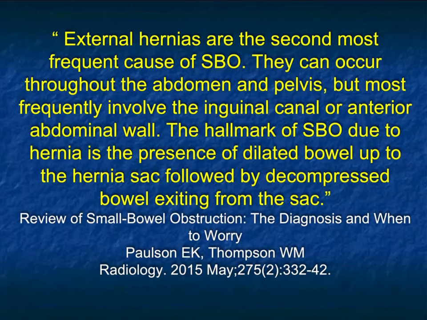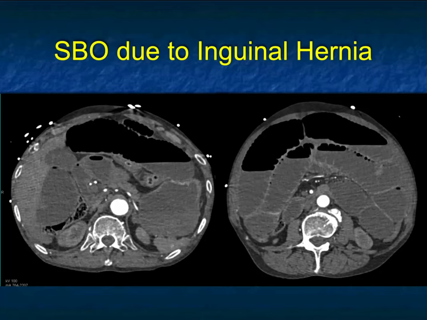External hernias are the second most frequent cause of bowel obstruction. They can occur throughout the abdomen and pelvis, but most frequently involve the inguinal canal or anterior abdominal wall. The hallmark of small bowel obstruction due to hernia is the presence of dilated bowel up to the hernia sac, followed by decompressed bowel exiting from the hernia sac. And sometimes, of course, it goes in, but doesn't exactly come out.